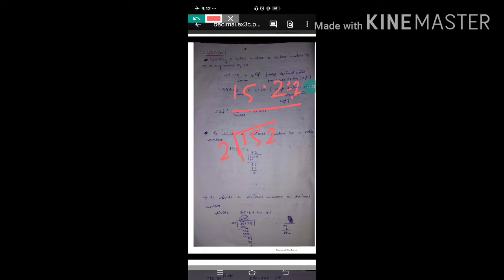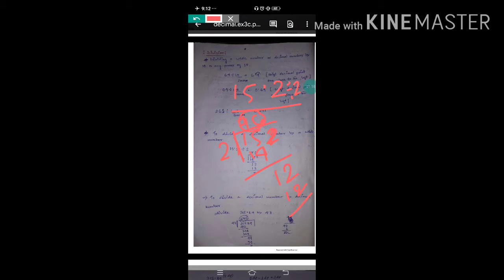How much? 2 7s are 14. 1 is here. Now here what is there? 2. So this 2 will come down. How much will it be? 2 6s are 12. Okay, that means 76.